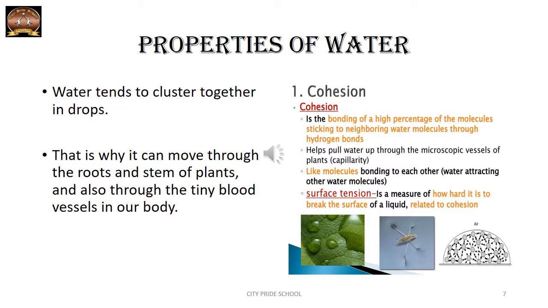As I was saying about the property of cohesion, water tends to cluster together in drops. This is a bonding of a high percentage of molecules sticking to neighboring water molecules through hydrogen bonds. So it helps pull water up to the microscopic vessels of plants. Like molecules bonding to each other, that is water attracting other water molecules, and that is why it can flow through the stems and roots of plants and also through the tiny blood vessels in our body.